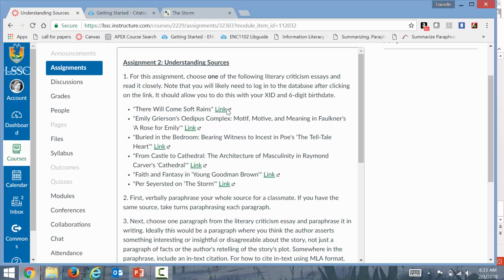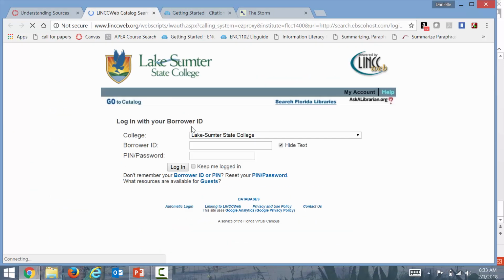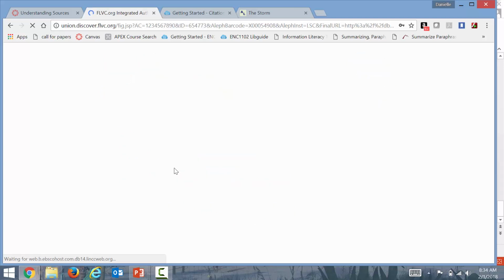Now, when you click on the link, it's going to prompt you to log in to our library databases because that's where these are housed. So you're going to have to put your XID and your 6-digit birth date, which is going to be in month, date, year format. And once you click that, it should bring you in.